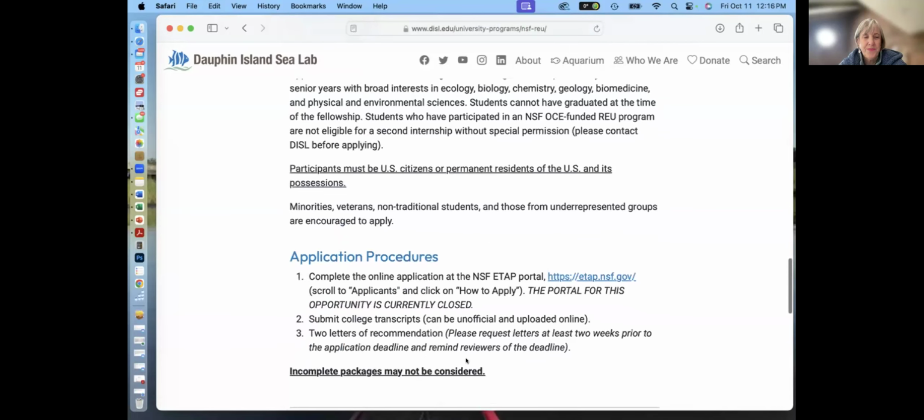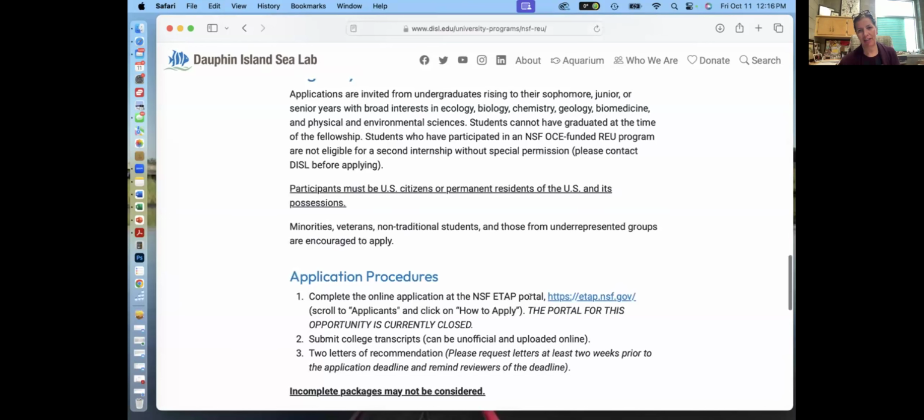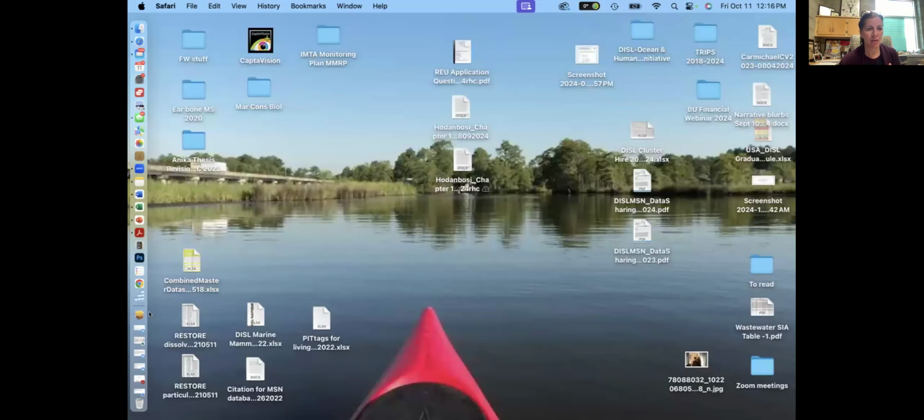And then reiterate the eligibility and the pay part. And then now we're linking folks to the ETAP portal. But again, ours is closed until I can work out the ETAP bugs. But my goal is to have this going hopefully by the 15th. So that's the plan. But that's what our website looks like.